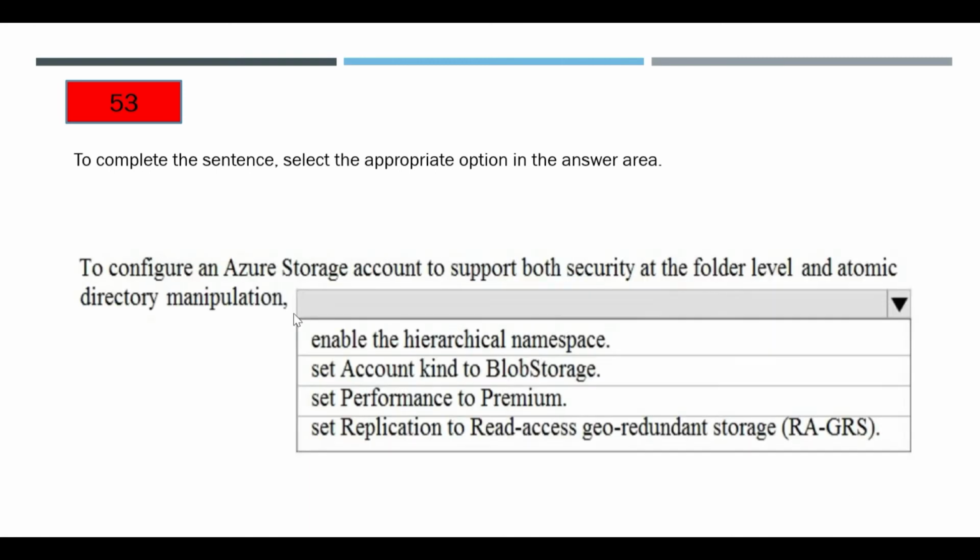Now here the question is asking if you have to configure a storage account, and the keywords are you have to support security at a folder level and atomic directory manipulation. That means you need a hierarchical structure. So this will fit. You need to enable the hierarchical namespace. This is not a replication or a performance question. And blob storage does not have a hierarchical structure. That's why this will also not suffice. So this is our answer.